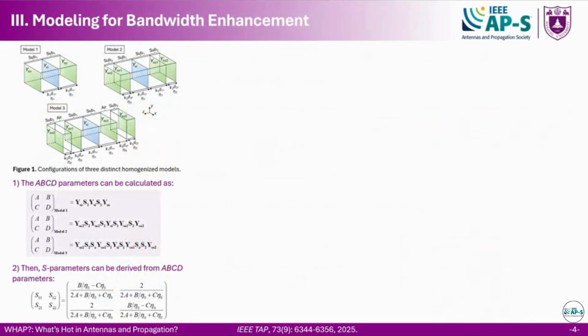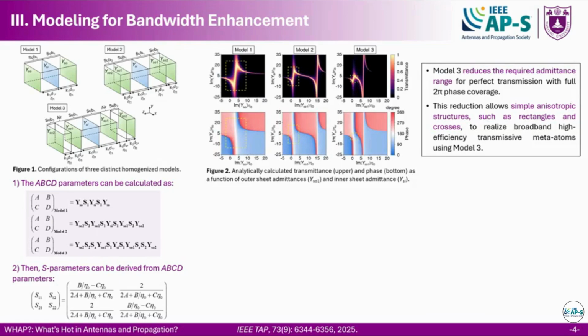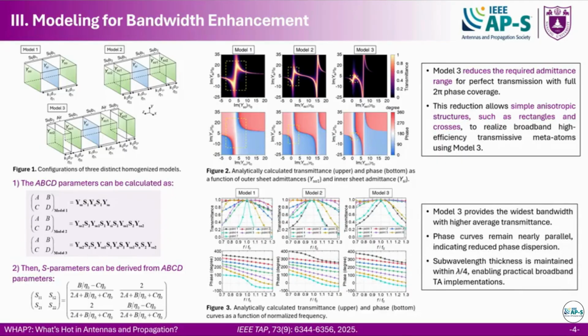In this work, we first propose a multilayered meta-atom with additional air and metallic layers based on homogenized model analysis. The proposed Model 3 significantly reduces the required admittance range, allowing full phase modulation with a simple structure. In addition, Model 3 provides the widest bandwidth, higher transmittance, and more stable phase response with the smallest dispersion.